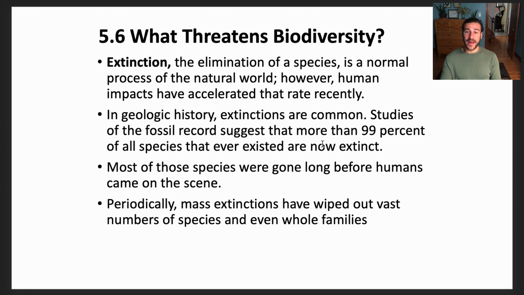So what threatens biodiversity? Well, obviously we have extinction. So the elimination of a species is a normal process of the natural world. We know this from Unit 2. However, human impacts have accelerated this rate recently. We know that 99% of species have all gone extinct. And most of those species were gone before humans came onto Earth's scene. So we know that there are these periodic mass extinctions of species and entire families of organisms.